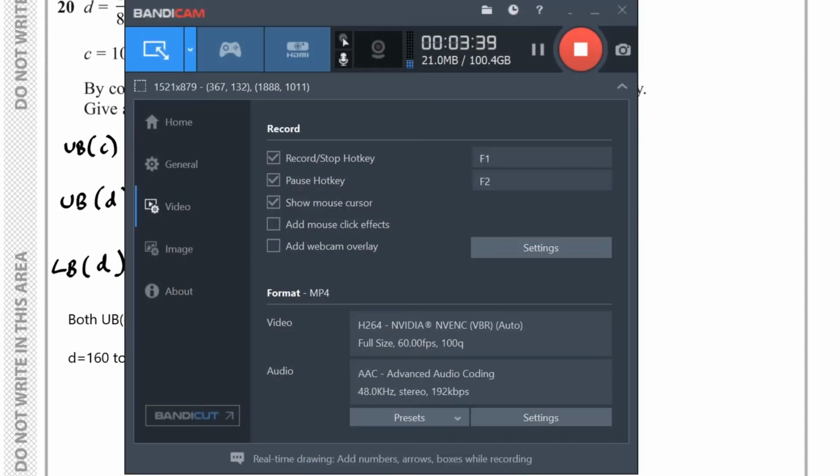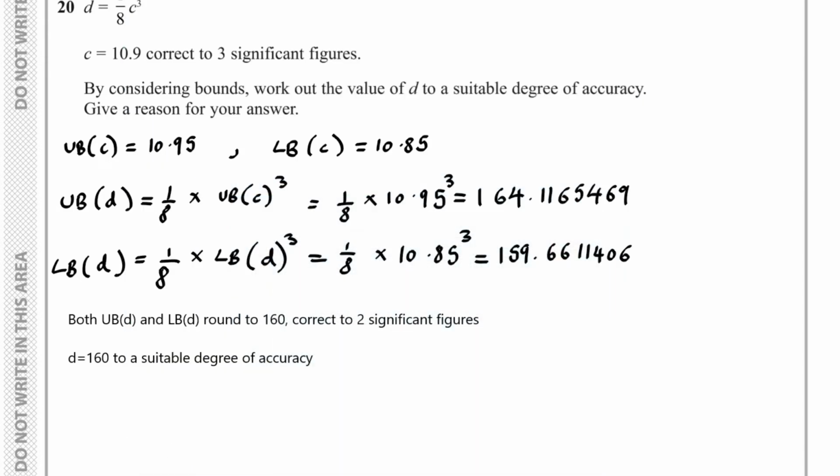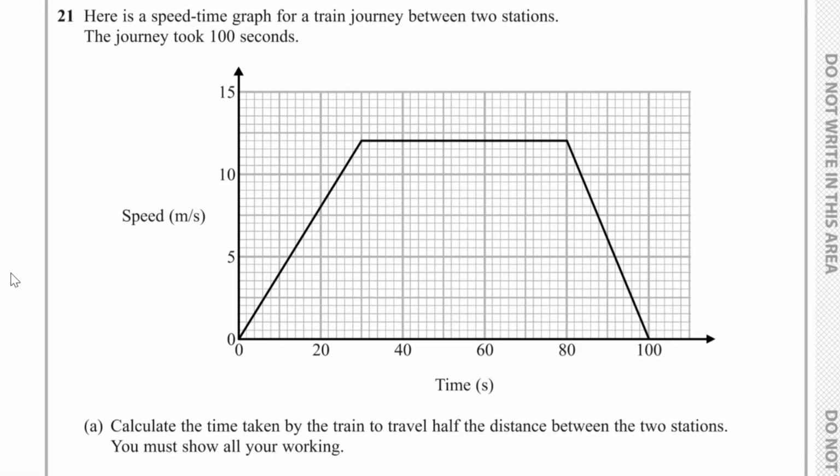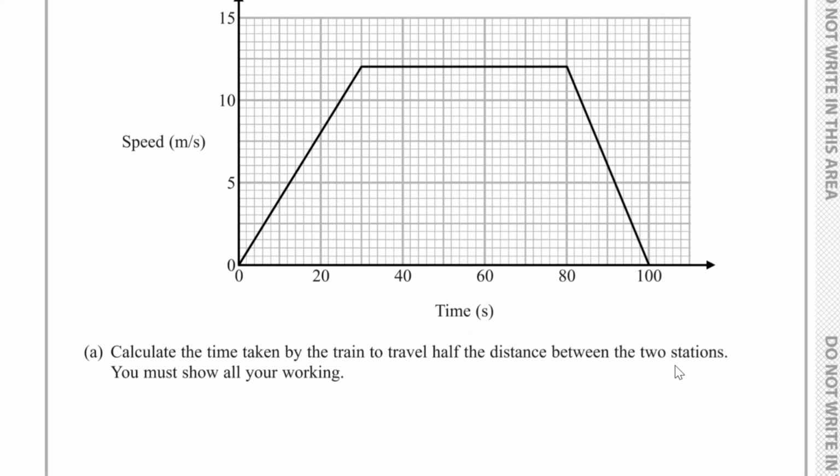Okay, so for the next part of the question, we have a speed time graph for a train journey between 2 stations. The journey took 100 seconds as we see from here, and we have to calculate the time taken by the train to travel half the distance between the 2 stations. You must show all your working.